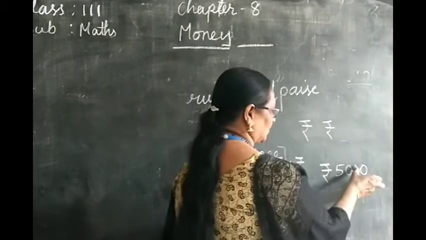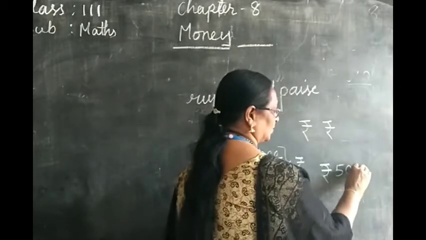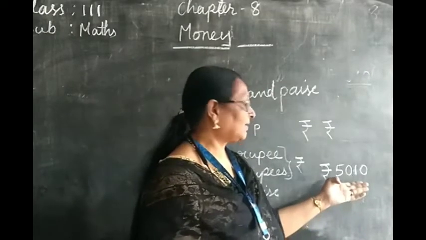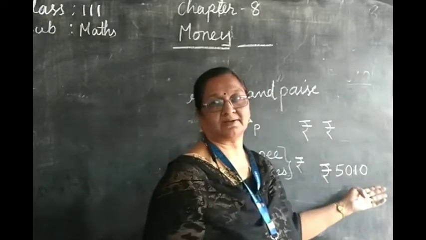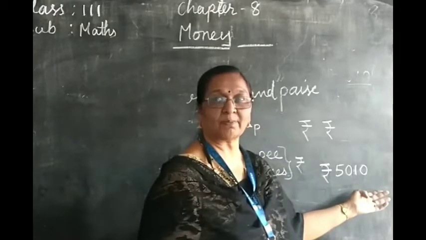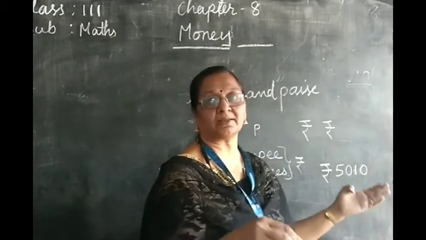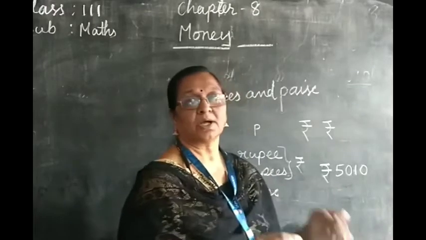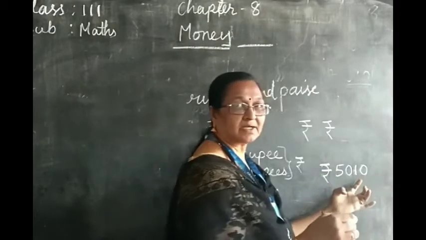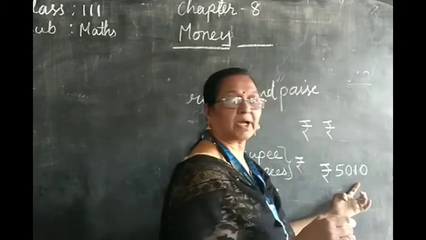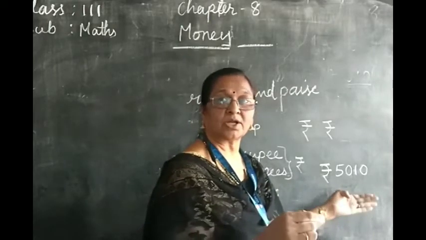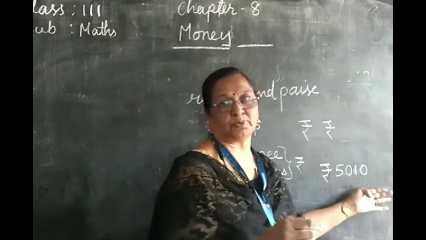But if there is no dot, how is it read? It is rupees 5010. See the difference? So, please don't forget, once it is given paise, you have to separate the paise using the dot. How to separate? Count from ones place, ones and tens. Okay, 2 numbers back. You count and put the dot. If you don't put the dot, it is going to be full rupees.